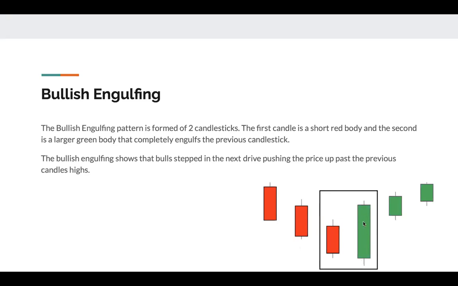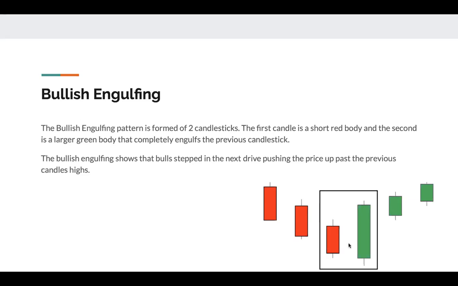That's just to put in your mind. It's engulfing. You want the green candle to look like it can eat this candle. And it has to be these colors: a red smaller candle and a large green body, big enough to eat it. So the bullish engulfing shows that the bulls stepped in and drove price up past the previous candle's highs.